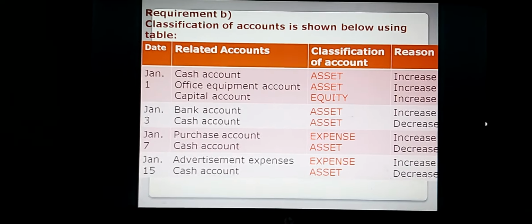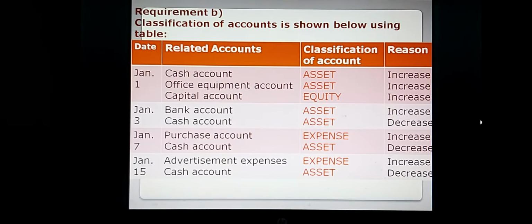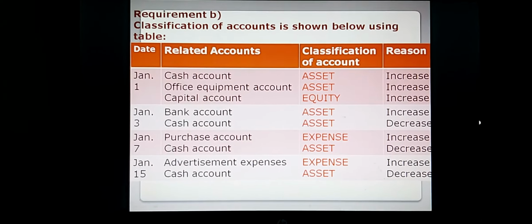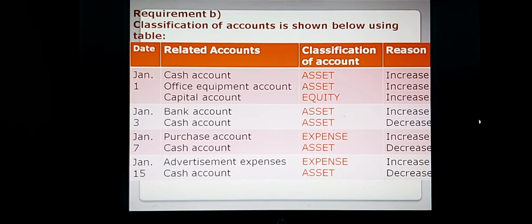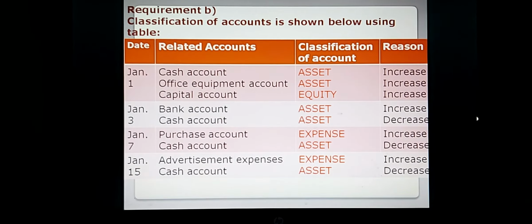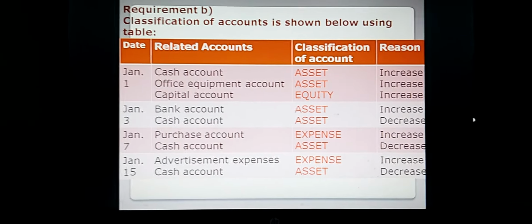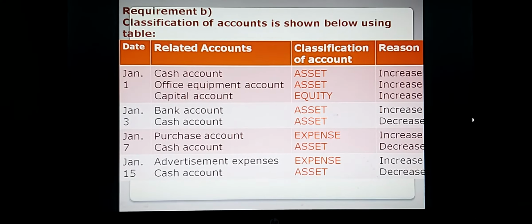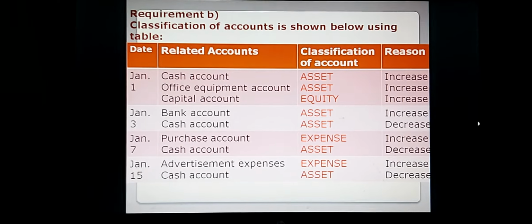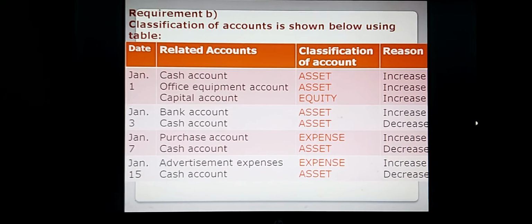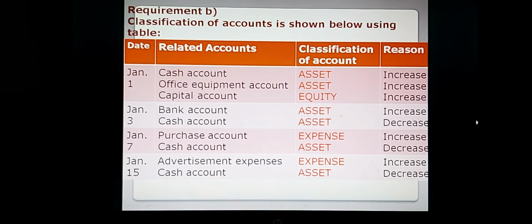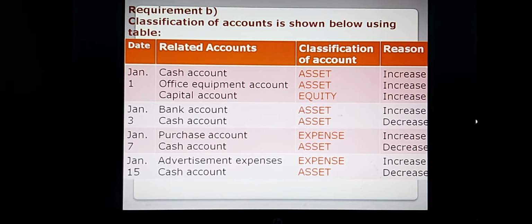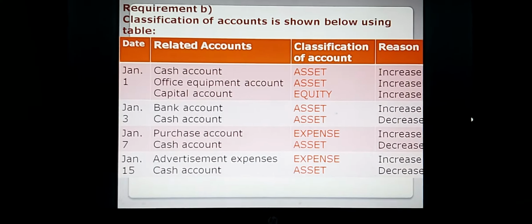This is the last transaction for requirement B. Paid for publicity. Publicity, that is the advertisement, is one kind of expense. So in this transaction, two accounts are related: advertisement expenses, and another one cash. Advertisement is always expenditure for business, so classification of account is expense, and expense increases. Cash has gone for these expenses, so asset decreases.